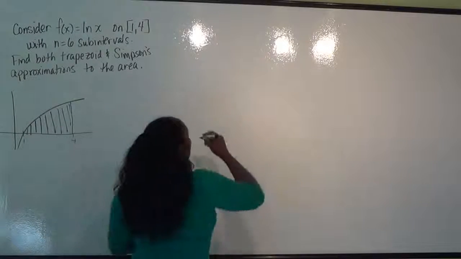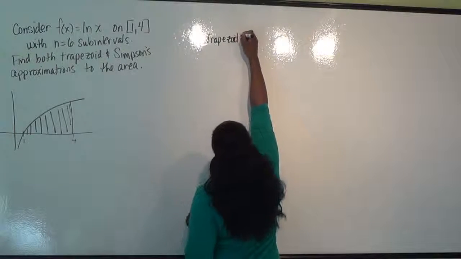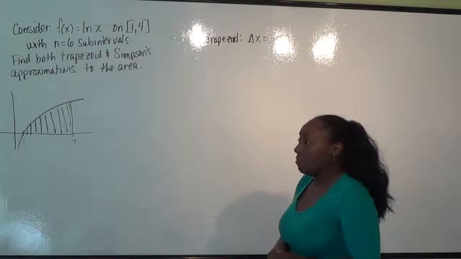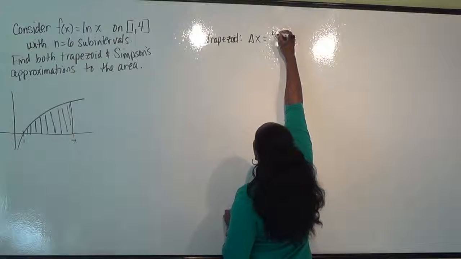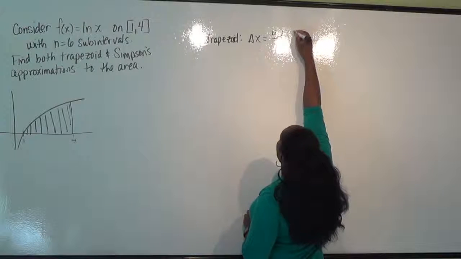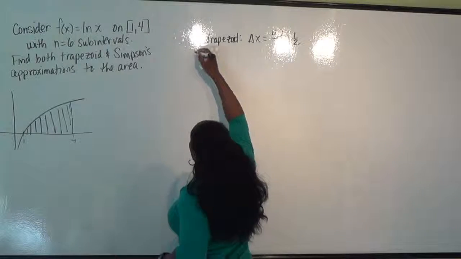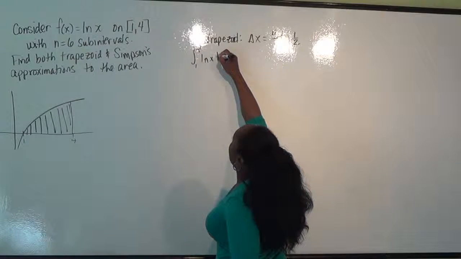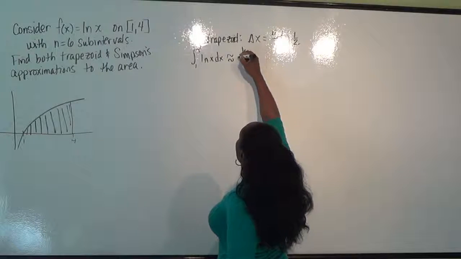So using trapezoid, it tells us first we've got to find our delta x. For both methods, that's the first thing I'm going to want to do. Delta x again is b minus a over n, just like with our Riemann sums. So in this case, 4 minus 1 over 6, which is 3 over 6 or a half. So using the trapezoid rule, our integral from 1 to 4 of ln of x dx is going to be approximately our delta x over 2.